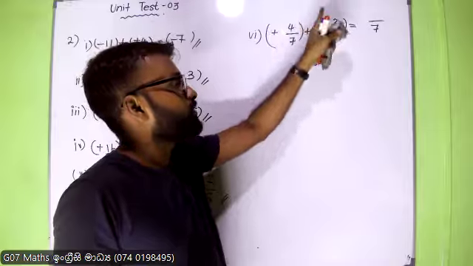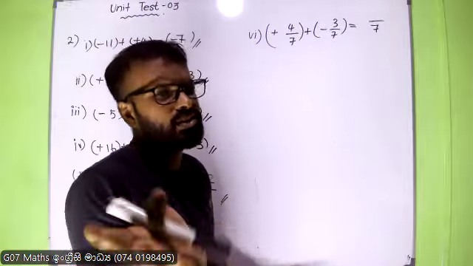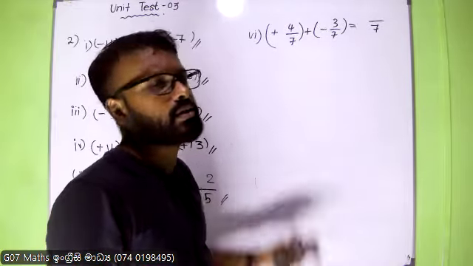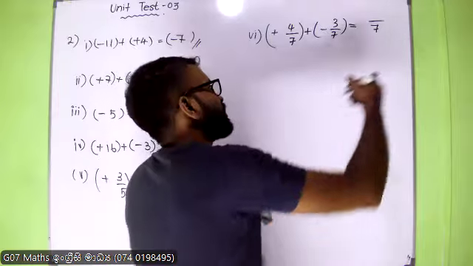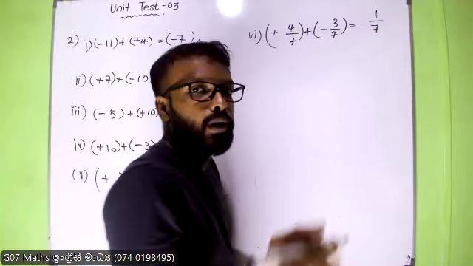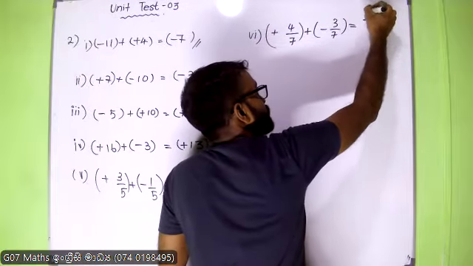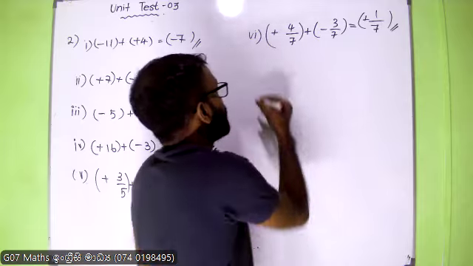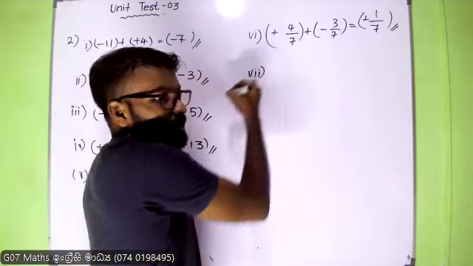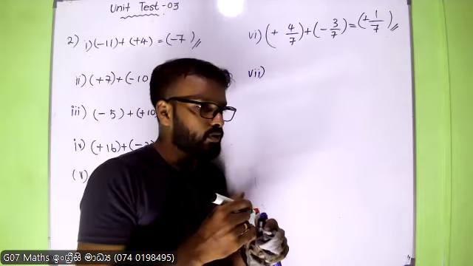Different signs. Two different signs. Just forget the sign and get the subtraction. 4 minus 3 is 1, right? How do you decide the sign? By looking at the biggest number. 4 is the biggest number and this fraction is positive 1 upon 7, right? Seventh one. So, what is the seventh one?